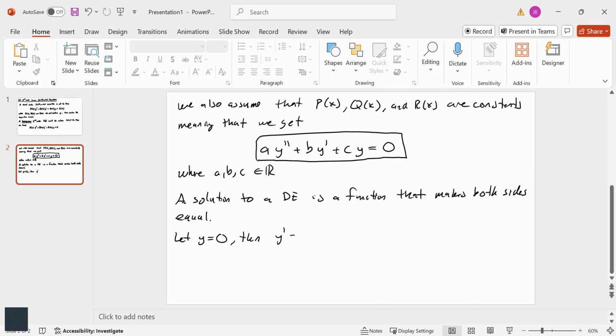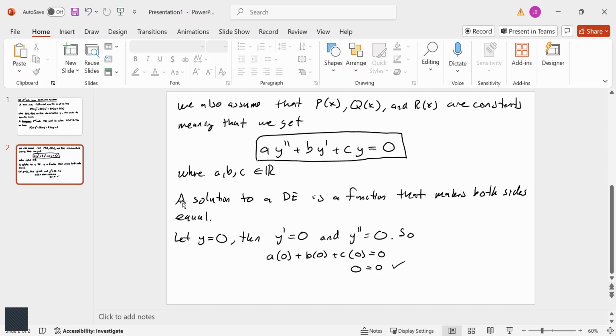Then y prime is equal to zero, and y double prime is equal to zero. The derivative of zero is zero, right? There's no argument against that most of the time. So then we just plug into the differential equation. So a times zero plus b times zero plus c times zero, well, that's equal to zero. We know anything times zero is zero, so we just get zero equals zero. So we have something that works.